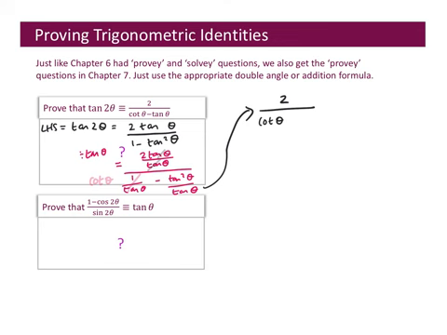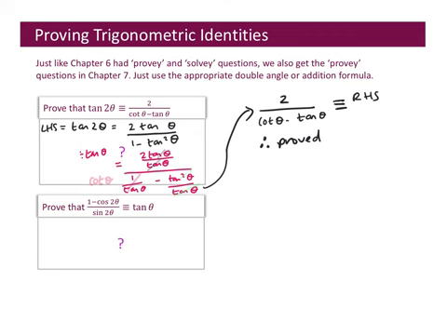I might even just write that. And then tan squared theta over tan theta is just going to give me, sorry, that's a minus tan theta, which equals the right-hand side, therefore proved. And because it's an identity, you can put three lines.